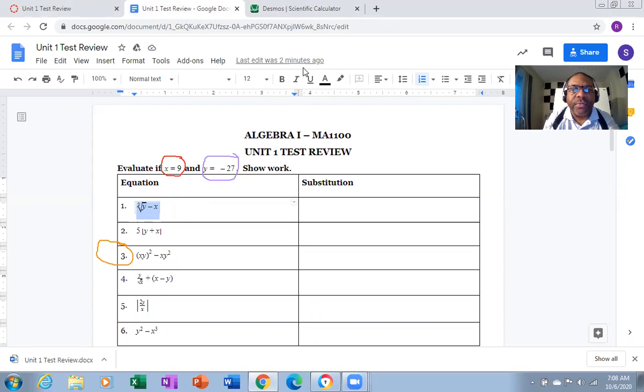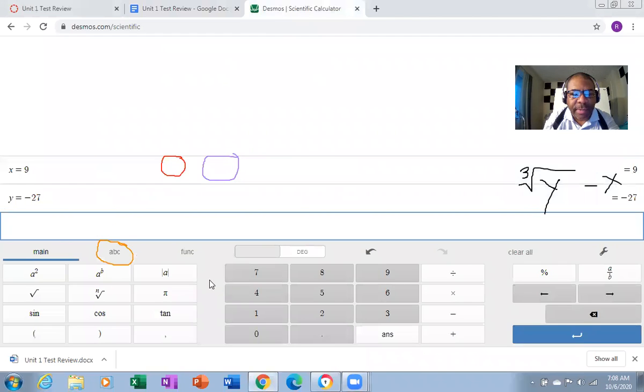And I always ask you to rewrite the problem just so you have a copy of it. The great thing about doing that is it helps. So here's the problem: the cube root of y take away x. Now I go back to Desmos and I use this piece right here, that's the piece I'm going to use, and that's going to help me. So I type that in.